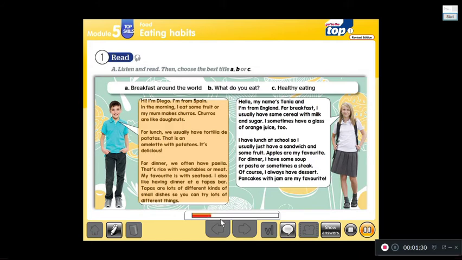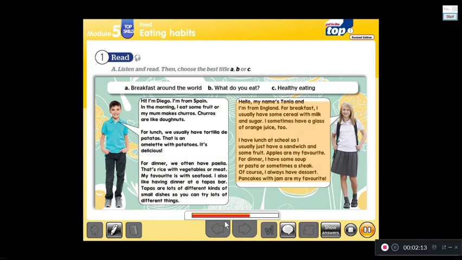I'm Diego. I'm from Spain. In the morning, I eat some fruit, or my mum makes churros. Churros are like donuts. For lunch, we usually have tortilla de patatas. That is an omelette with potatoes. It's delicious. For dinner, we often have paella. That's rice with vegetables or meat. My favorite is with seafood. I also like having dinner at a tapas bar. Tapas are lots of different kinds of small dishes, so you can try lots of different things.